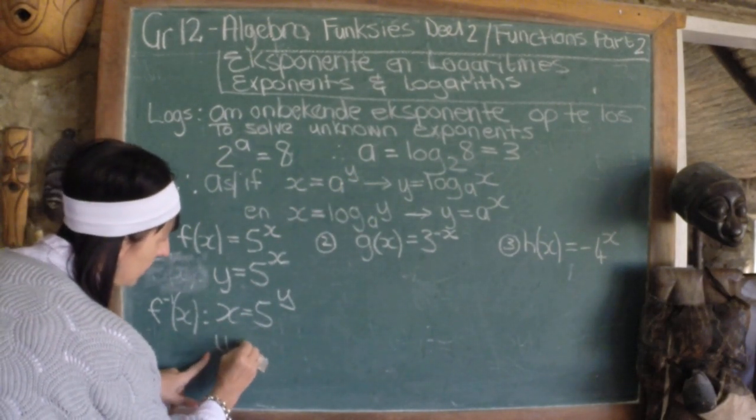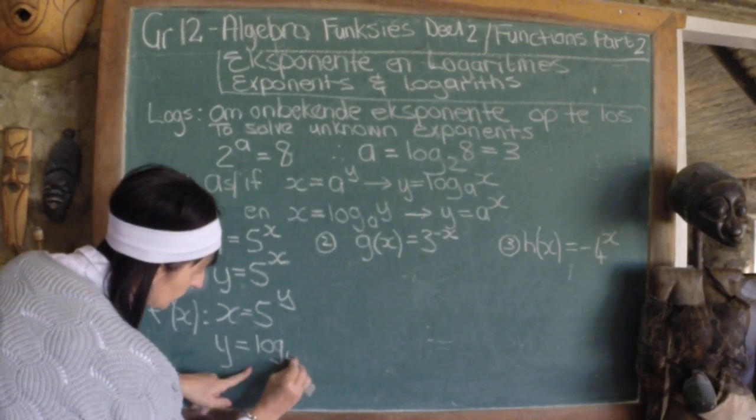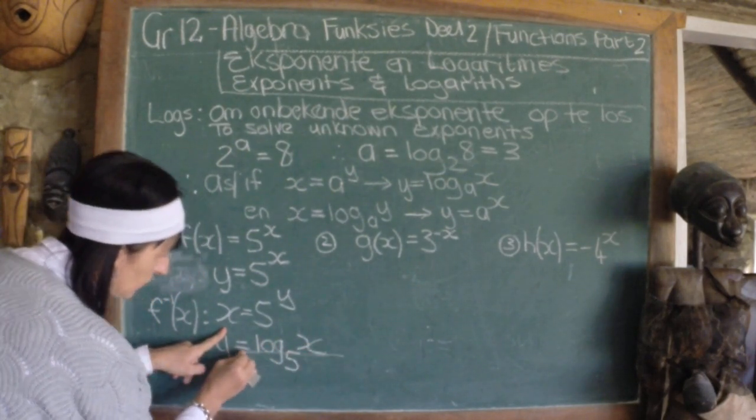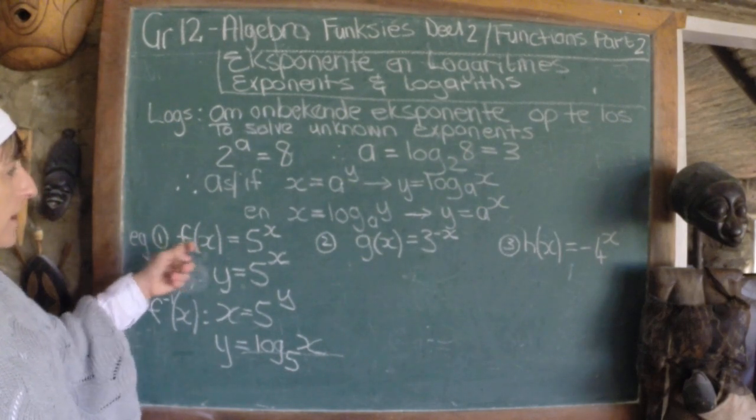That is y equals the log of 5, a little bit downwards, and the x stays in level with the log. This is the inverse function of fx.